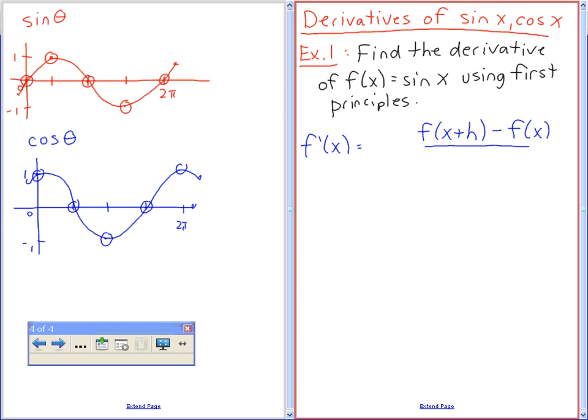Okay, John is so close. You may notice I left a big giant blank there. What did John leave out? Yeah, the limit as h approaches 0. Okay. All right, so here we go. Let's do the first step. Somebody be brave. If f of x is equal to sine x, what is f of x plus h? Sine of x plus h.